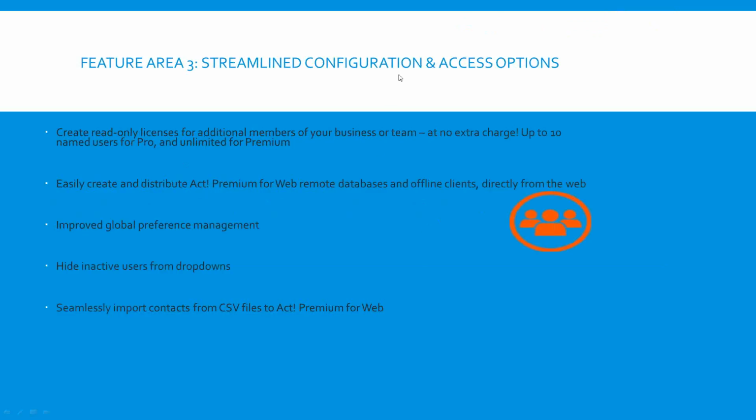All right, so streamlined access and configuration pieces. The biggest one here, there's a few big ones really. Number one, I can create read-only licenses. So if I have a company of 20 people and I've got 10 that do sales and need all of ACT, I've got another 10 that just need to look up an occasional phone number. Read-only users now are free. You don't have to pay for them. If you're having it hosted, you pay for the hosting, but you don't pay for the licenses. So up to 10 extra named users for Pro, unlimited for Premium, no charge.